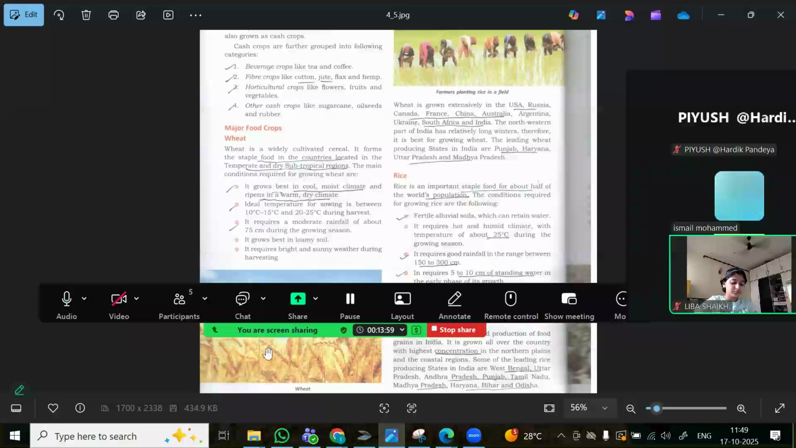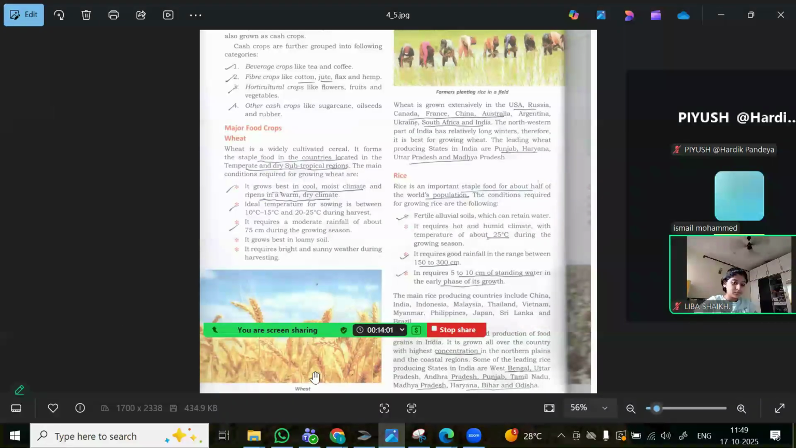So just remember this picture in your mind, how the wheat looks. From this you can say it needs bright sunny weather, 10 to 15 degrees during sowing, 20 to 25 during harvest, a cool moist climate while growing, and a warm dry climate while ripening. It's grown extensively in USA, Russia, Canada, France, Australia, China, Ukraine, South Africa, India and Argentina. So you need to remember these countries.